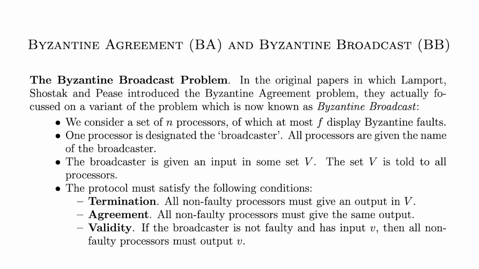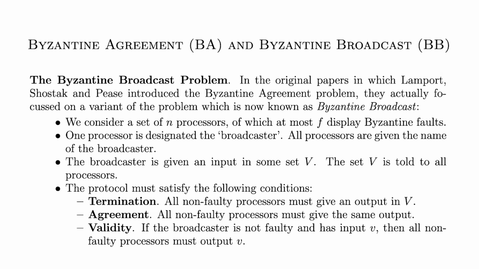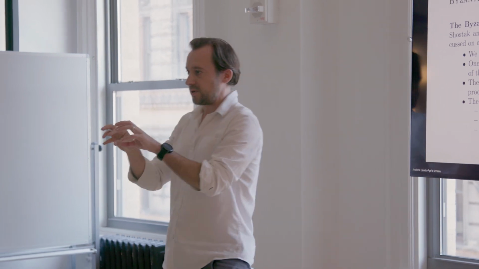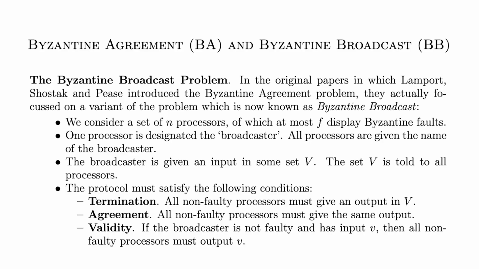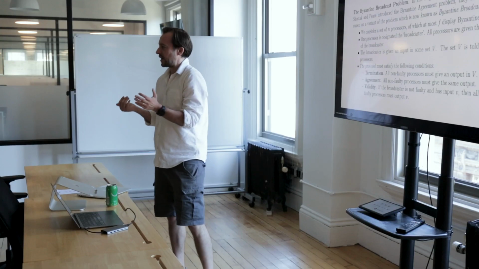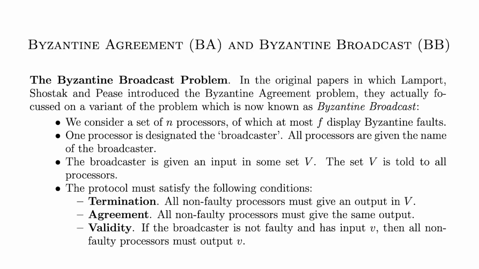Now we have to satisfy the following conditions. Termination: all non-faulty processors have to give an output in V, similar to before. Agreement: they all have to give the same output. But now the validity condition is different. If the broadcaster is non-faulty and has input V, then all non-faulty processors have to give that value as their output. So it's kind of similar, but now we've got one particular processor distinguished from the others, and the idea is that he's trying to tell everybody his value. Everybody should agree on that value. If he's non-faulty, everybody will agree on that value. Even if he's faulty, they're still going to agree on some value, but obviously not necessarily his value. Yeah. You happy with that?